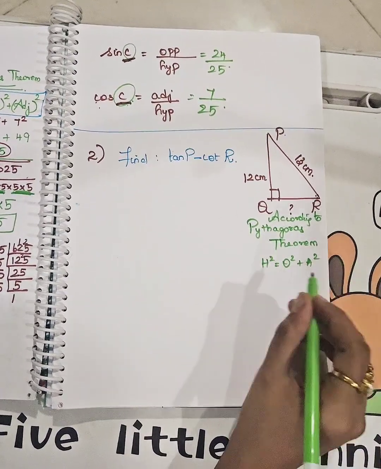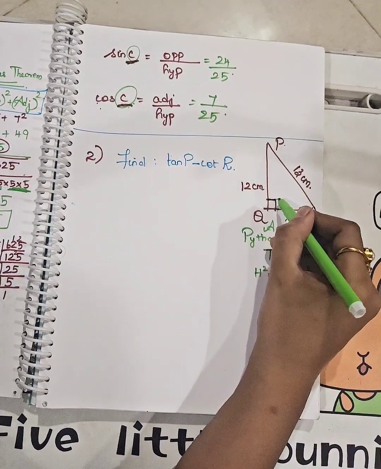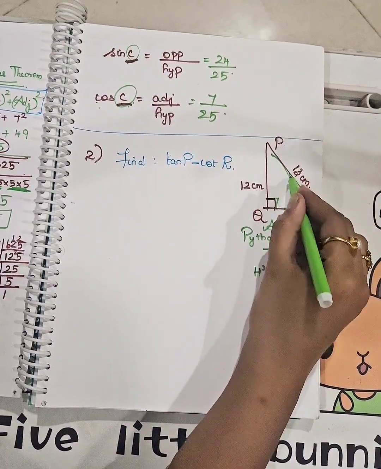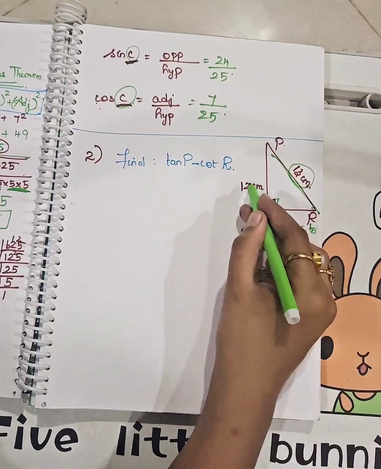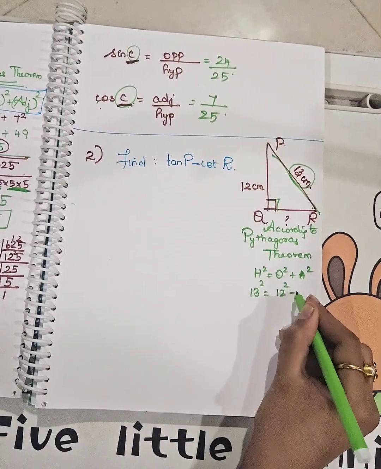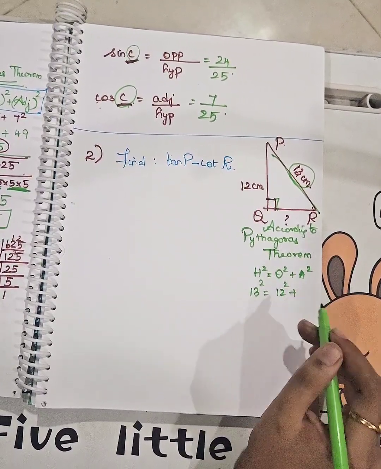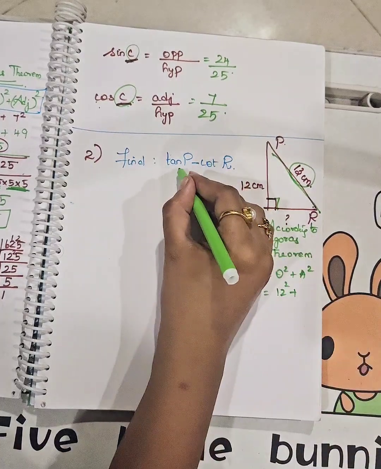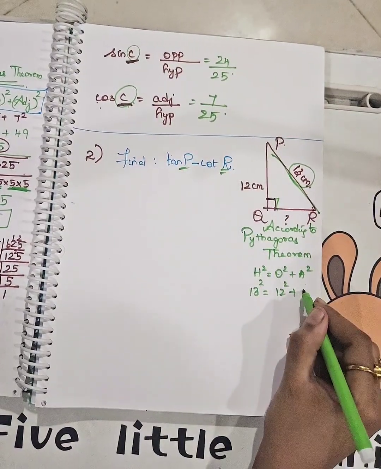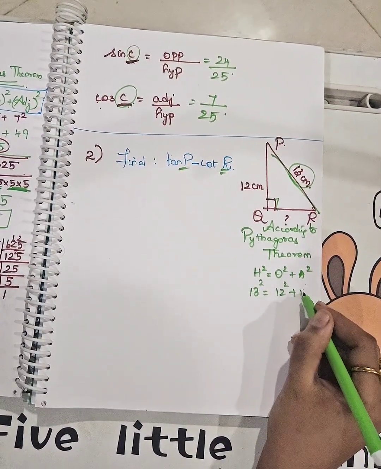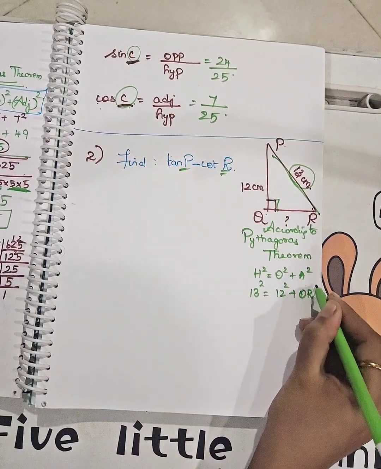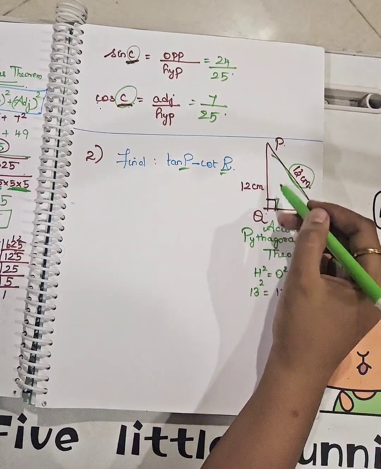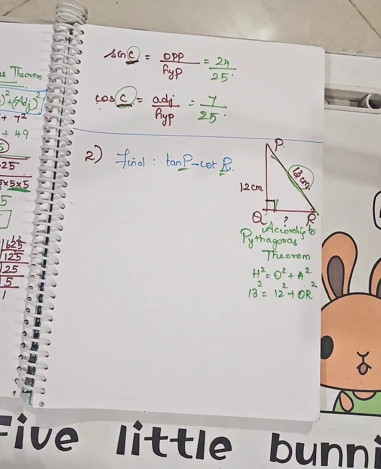So let us proceed with this. Have they given the hypotenuse side? Yes, which is 13. So 13 square is equal to 12 square plus, it is not exactly opposite and adjacent, because opposite and adjacent depends on the angle. So another side would be QR square. So PQ is given, QR is not given.